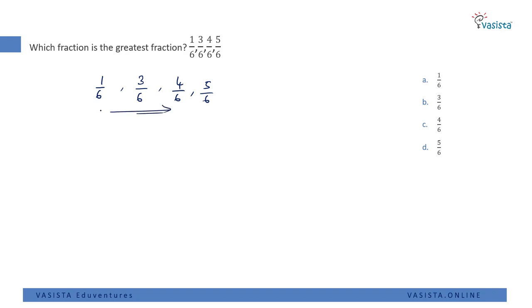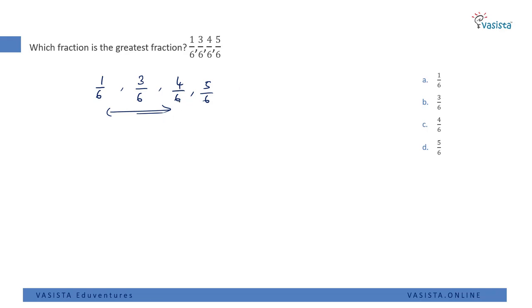Now you need to compare these. When you are going to compare, observe the denominator as well as the numerator. If you observe the denominator, it is the same here: 6, in 1 by 6, 3 by 6, 4 by 6 and 5 by 6. When the denominator is the same, it is very simple. It is going to be considered as a like fraction.